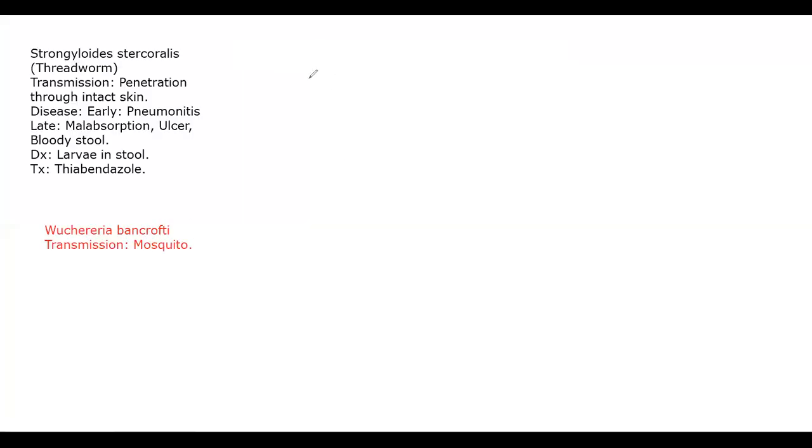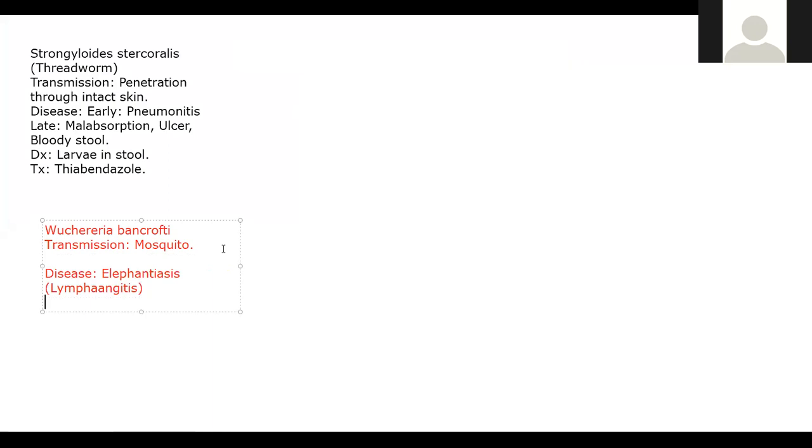Wuchereria bancrofti results in what is called elephantiasis. Take note. Sometimes it can present with fever and lymphangitis. And very common is lymphedema, which happens due to obstruction of lymph, so it causes edema. Sometimes it can even affect the scrotum. The scrotum will be as big as anything.